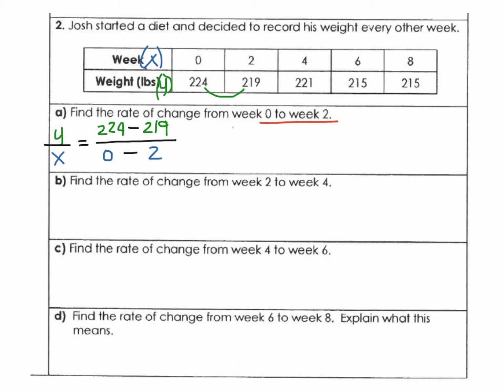And then I'm going to subtract those. 224 minus 219 is 5, and 0 minus 2 is negative 2. And this equals negative 2.5. And then we're going to write down what this means in words. Negative 2.5: because it's negative, I know that Josh lost weight. And then the 2.5 tells you how much. So he's losing weight at a rate of 2.5 pounds per week. So I'd like for you to pause the video and try example two, parts B, C, and D.